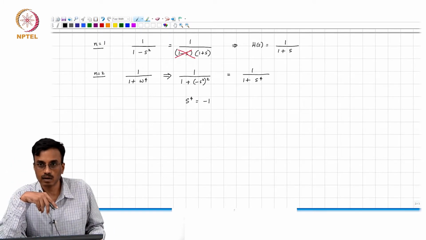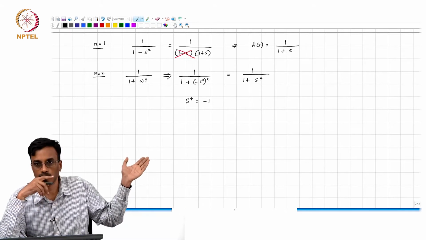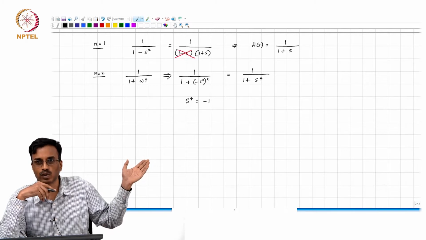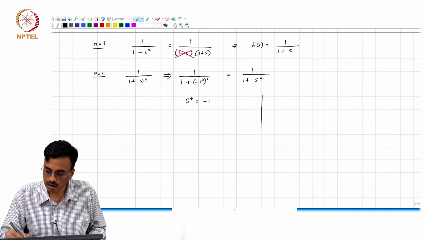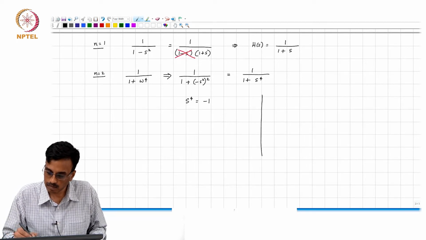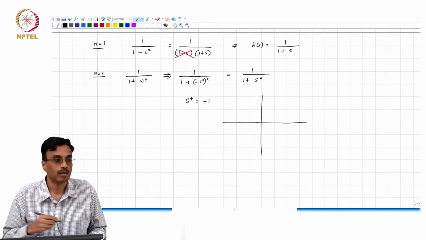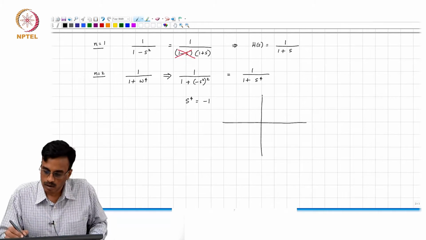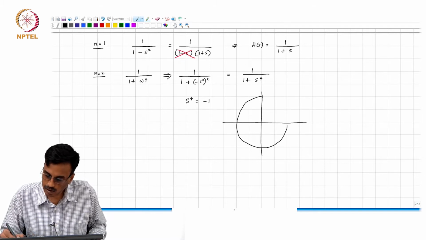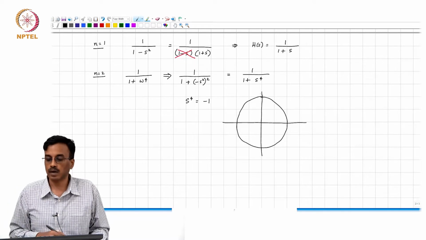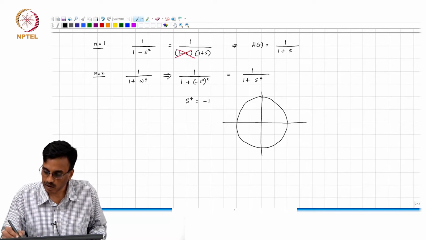It's minus s power 4 equals minus 1. Yeah. So, what are the roots? Where are the roots located? Yeah, pi by 4. They all lie on the unit circle, right? You'll have to assume this is a circle.